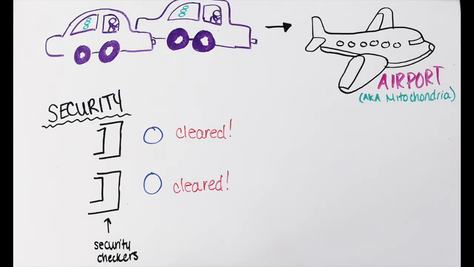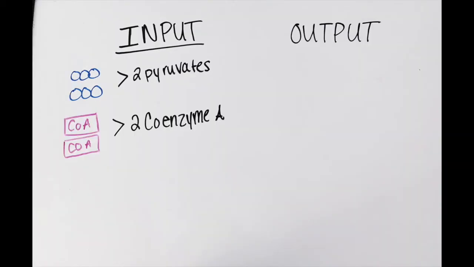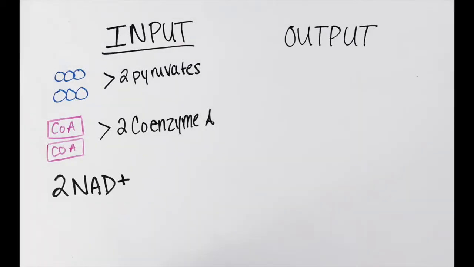Once they are cleared, they decide instead of heading to the terminals where the food court is, they head straight to their flight and tell the rest of the family they will meet them there. In this case, the flight is where our electron transport chain begins. So overall, we input 2 pyruvates, 2 CoA enzymes, and 2 empty electron carrier cars, NAD+.